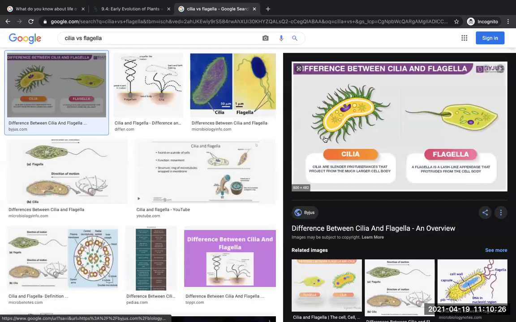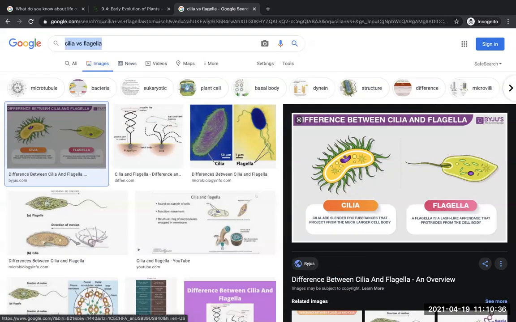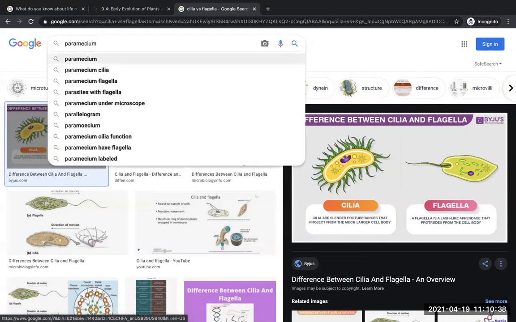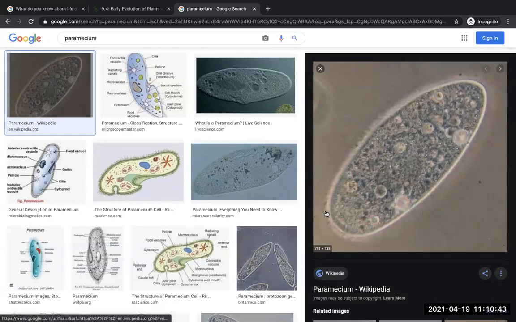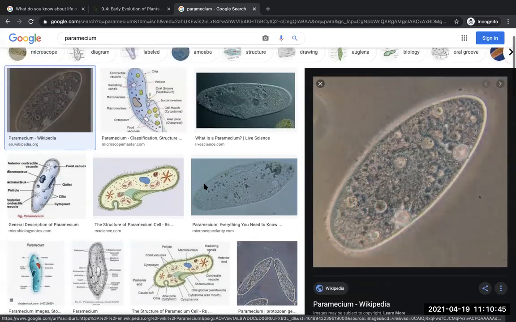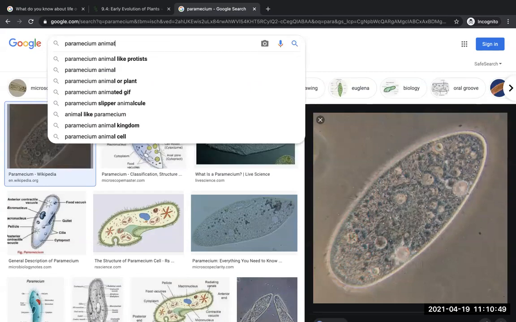So here, this is cilia, it's hair-like structures. And then flagella is a tail-like structure. So that's flagella. This is cilia. We've been talking about paramecium. I want you to know paramecium, this name here. So that's paramecium. It has this cilia that helps them kind of stick and or move.